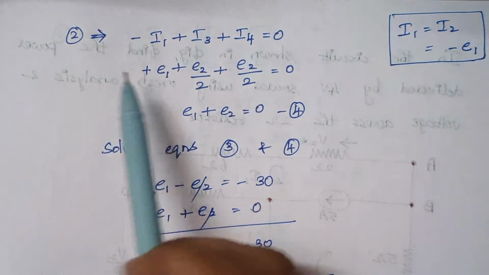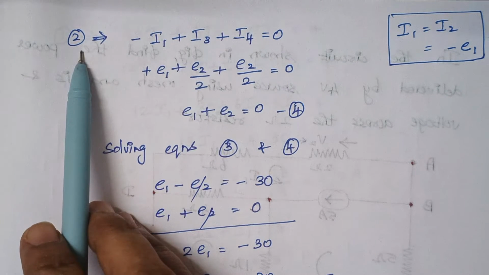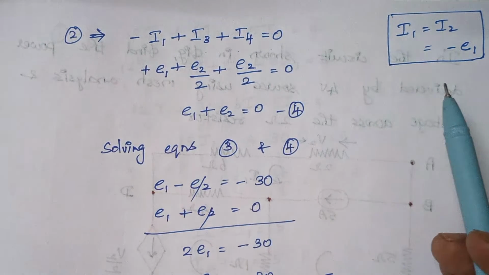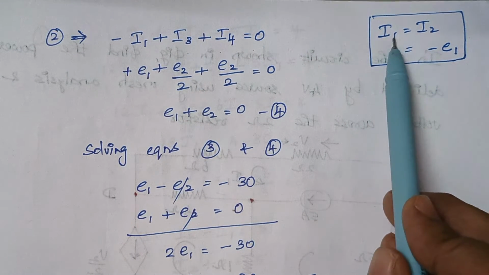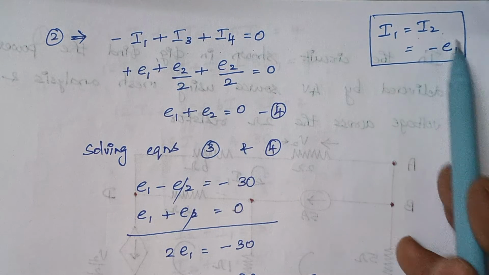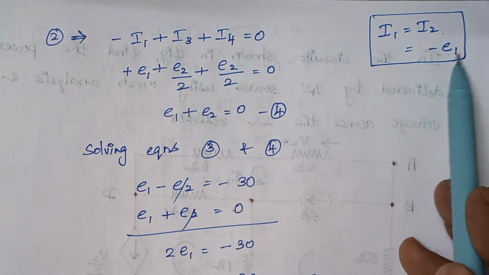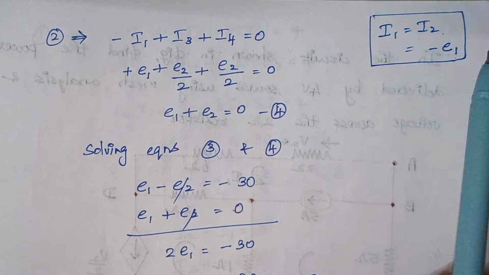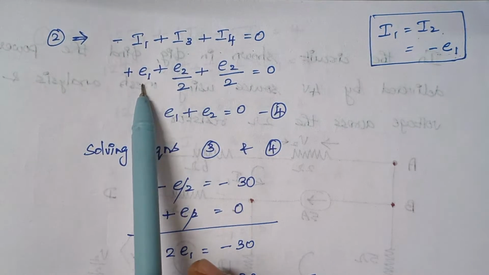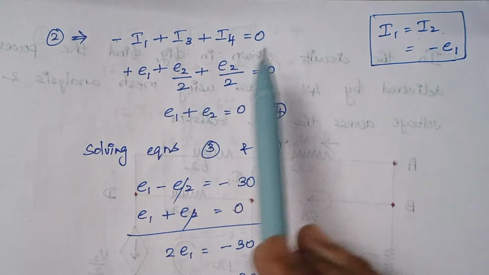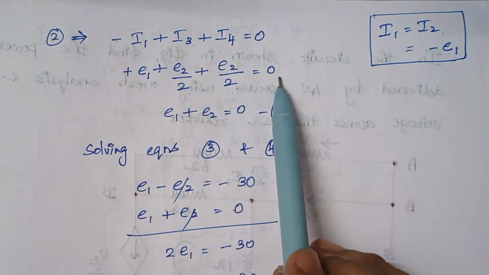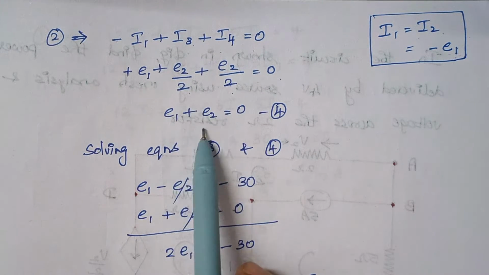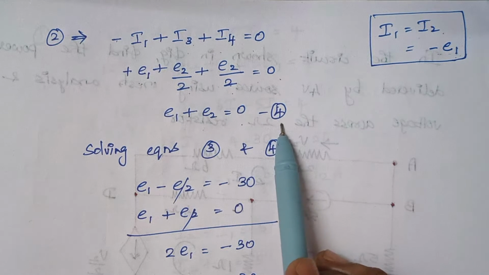So now we are considering our equation number 2. That is, minus I1 plus I3 plus I4 is equal to 0. And again from equation 1, you see the value of I1 is equal to I2, and I2 is equal to minus E1. So now we are going to substitute the values here. The value of I1 is minus E1, so minus of minus E1 makes it plus E1. And here I3 is E2 by 2 and I4 is again E2 by 2, which is equal to 0. So E2 by 2 plus E2 by 2 becomes E2. So E1 plus E2 is equal to 0. This is your equation number 4.